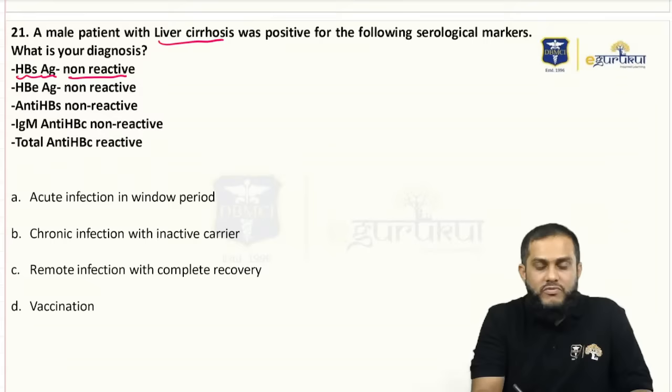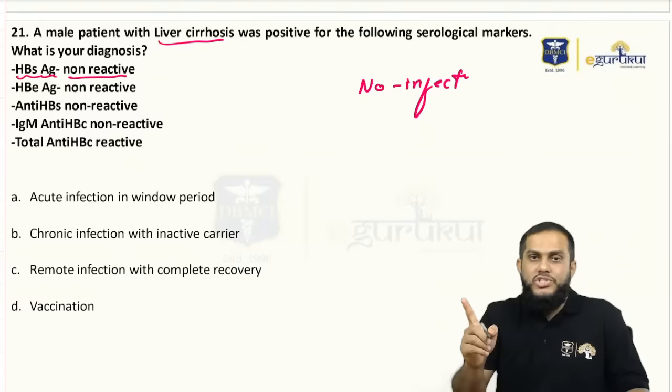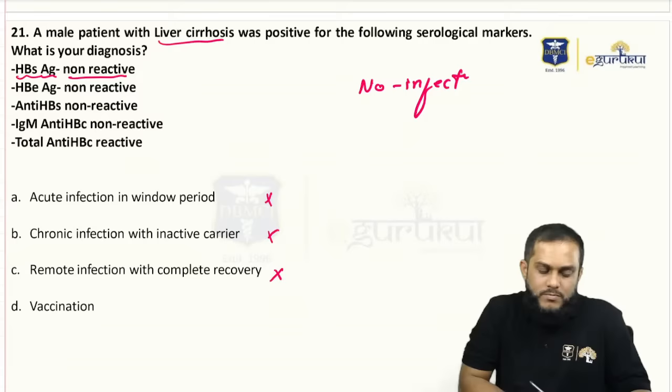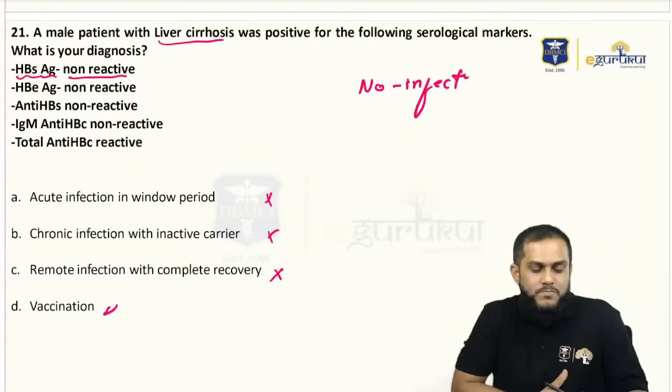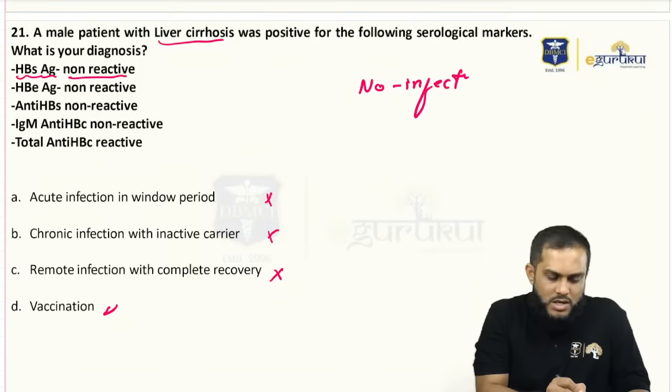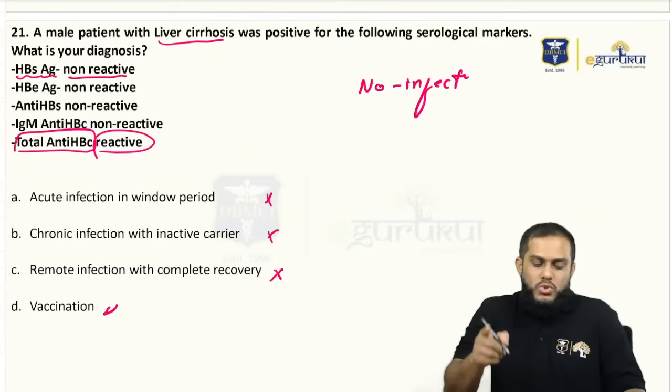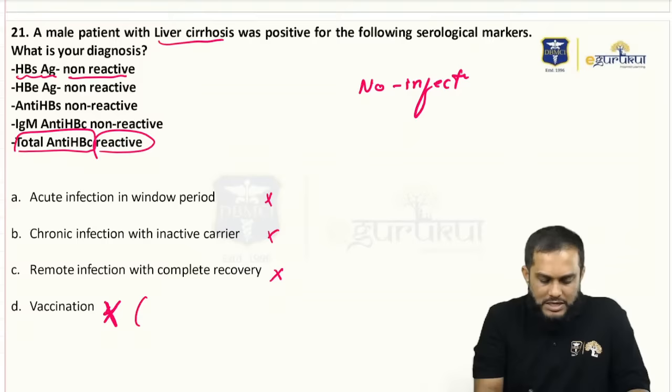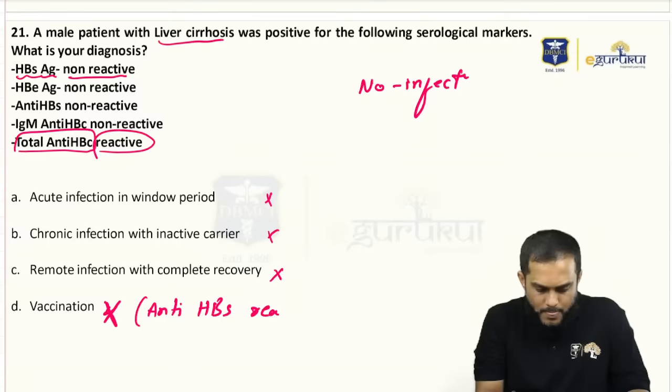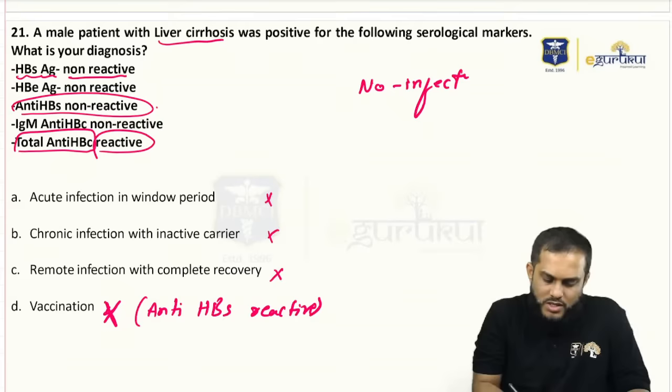I told you when HBsAg is non-reactive, there is no infection. No infection. Sir, infection, you can rule out all this. Now with this you can say probably vaccination. But in case of vaccination, further if you see, anti-HBs is non-reactive, IgM anti-HBc is not reactive, total anti-HBc is reactive. Because total anti-HBc is reactive, vaccination is ruled out. Because in vaccination you get only anti-HBs reactive. Anti-HBs non-reactive. Here also you can say vaccination is ruled out.